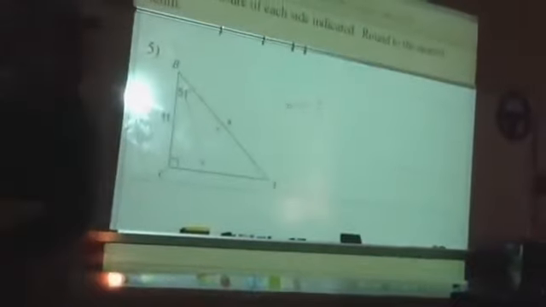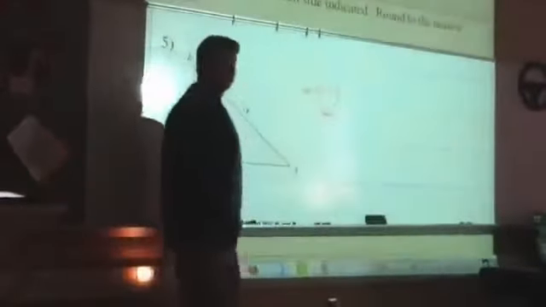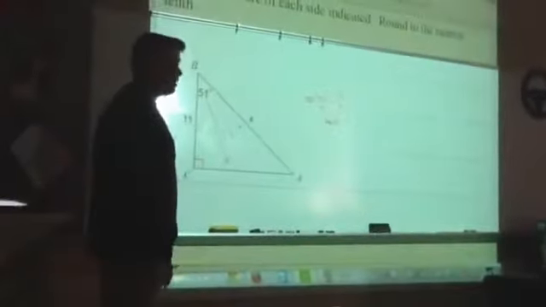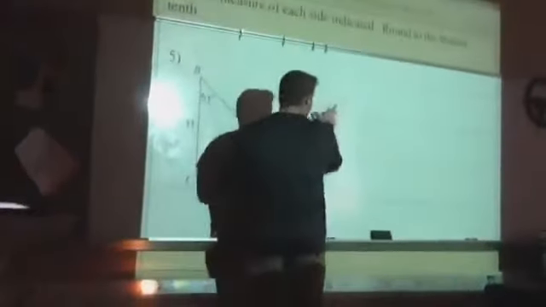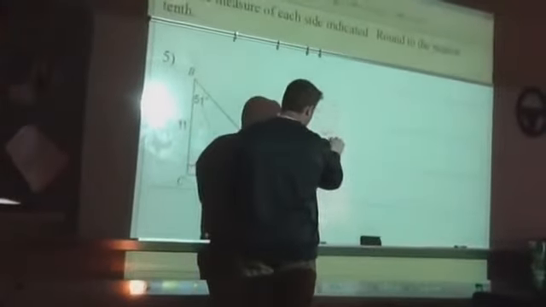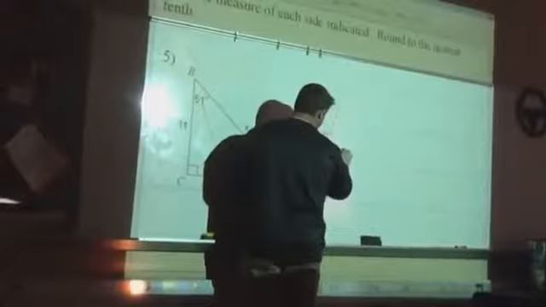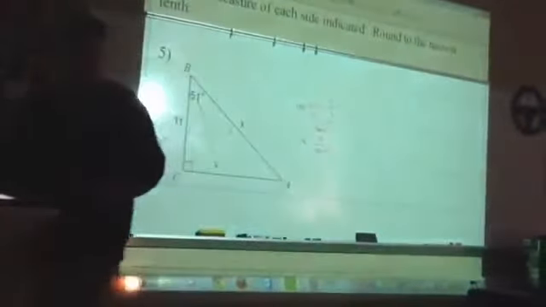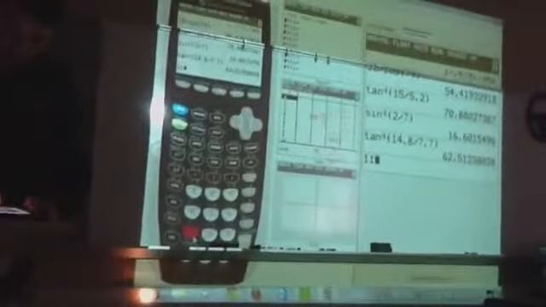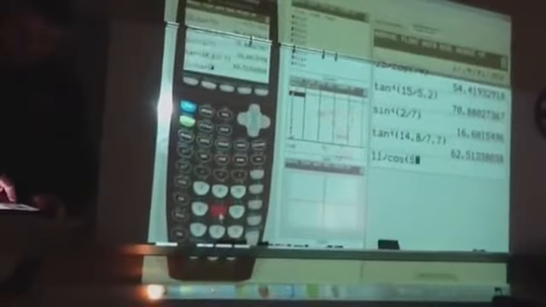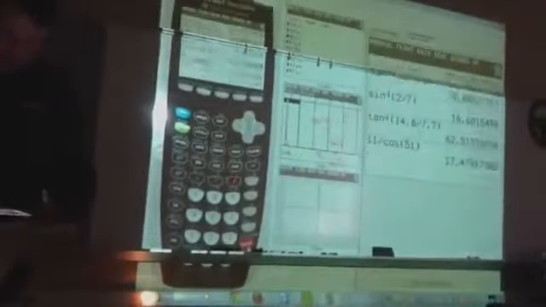What happens when x is in the denominator? We got to swap it. Everybody see that? Swap the x and the cosine of 51. You swap this whole side and that x. So what x equals is 11 divided by the cosine of 51. So when you put that in your calculator, you say 11 divided by the cosine of 51 and hit enter, and you get 17.5.